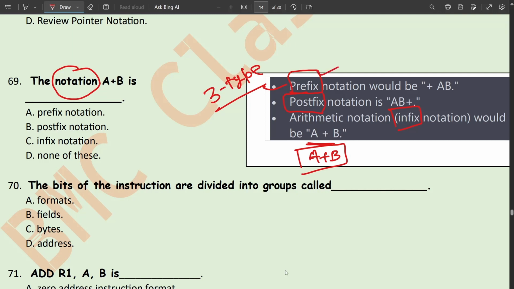Prefix, pre means in first, so in first you got operator, this is prefix. And postfix, post means after, in the last you got this. So in prefix, multiply and addition sign come first and then operator come, and in postfix, after the numbers and datas operator come, and in infix, simple value. So here A plus B, so this is what? Infix notation.